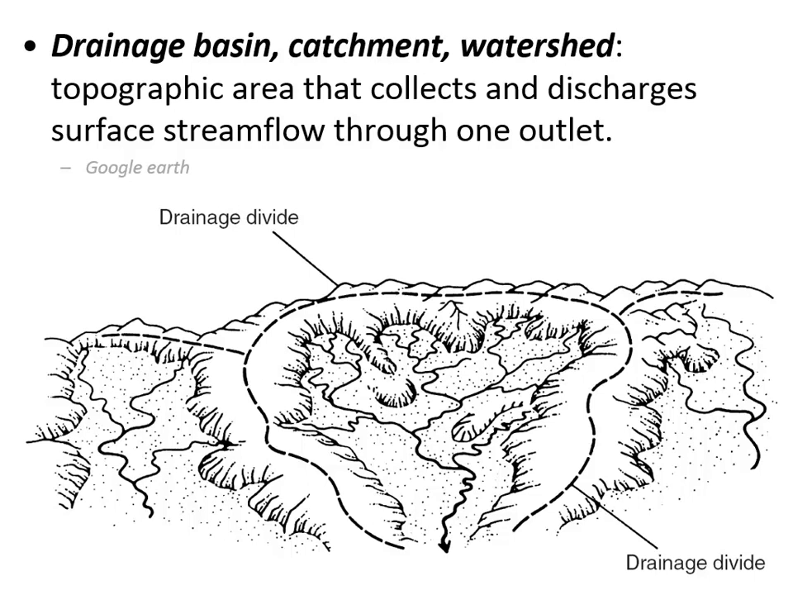One of the important concepts introduced by Chapter 2 in your book is the idea of a watershed. A drainage basin, sometimes called a catchment or a watershed, is an area that collects precipitation and discharges it to a single outlet. You can see that there's this dashed line indicating a drainage divide. It's essentially the highest part of the hill. It's the ridge line of the hill.